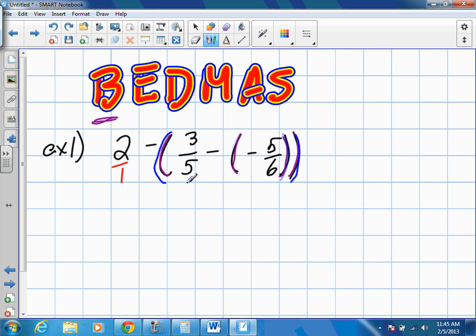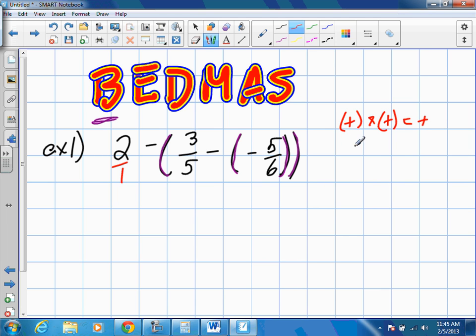So we have 3 over 5 subtract negative 5 over 6. Okay, that can be very confusing. I have 2 operations beside each other. So with a rule with integers, and this actually plays in part to our multiplying integers, I want you guys to remember a couple rules. When I multiply a positive term times a positive term, does anyone know what we get? Yeah, our answer will be positive. If I multiply a negative term times a negative term, that's right. And if I do a negative term times a positive term, that's right, we're going to get a negative term.